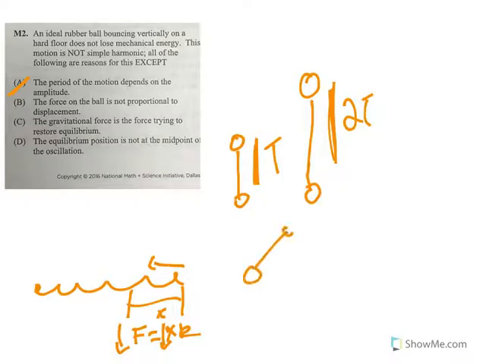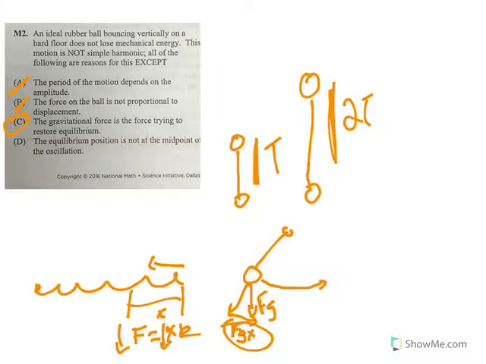With a pendulum, the force of gravity has a component that is causing the movement, and as you change that angle as it's moving in, it changes what that force is. So that's not it. The gravitational force is trying to restore equilibrium. Well, that's true, because that's what's restoring equilibrium to the ball every time, the force of gravity.